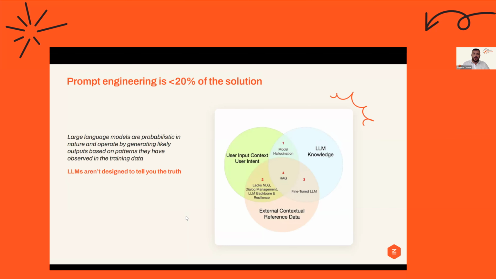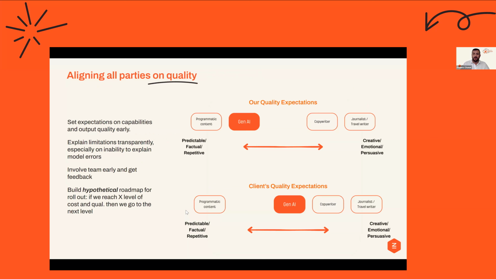Again, align the parties on qualities. What we thought our quality expectation was, it's a bit better than programmatic, but it's nowhere near a copywriter. But when you present the answer, people will still look at it and match it against the quality standard of a copywriter or journalist or travel writer.